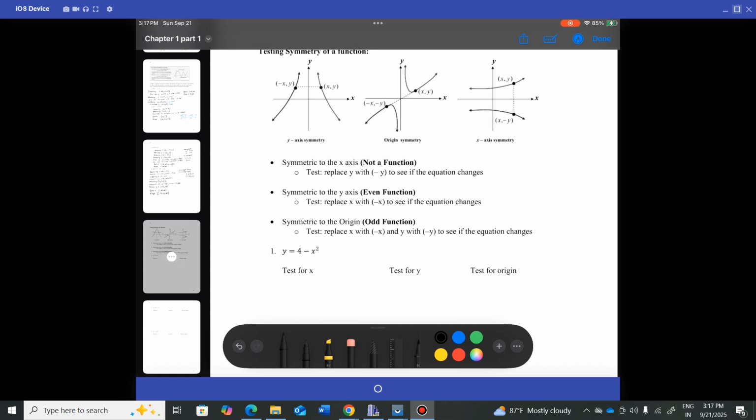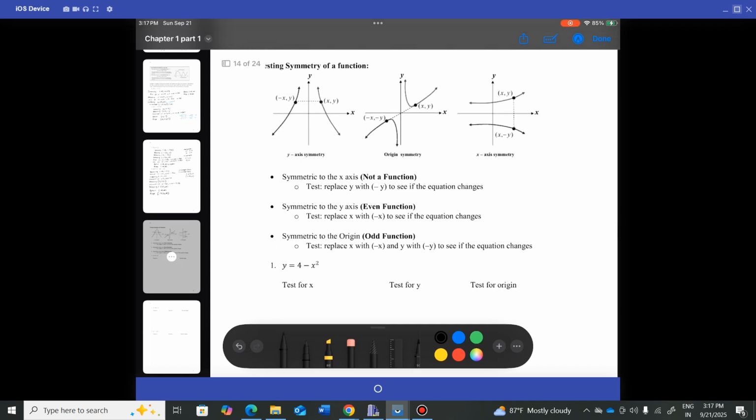Hi, this is Math 1350, and this video is over section 1.3. It's actually the second part to this. We're going to look at symmetry, and then we're going to look at the difference quotient, which is a huge thing in calculus.